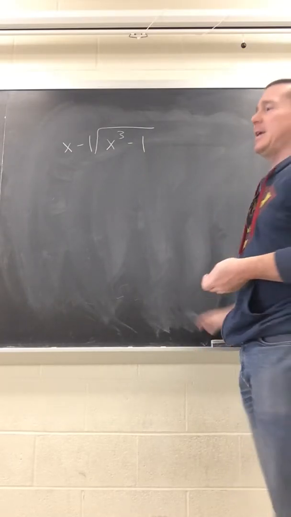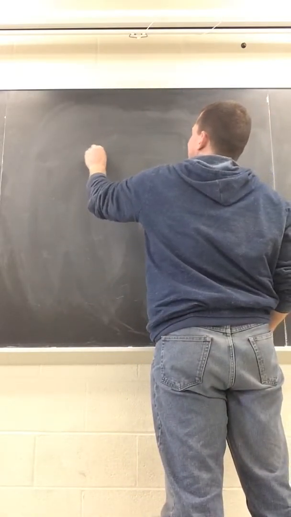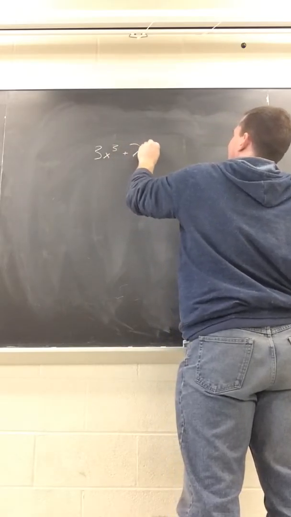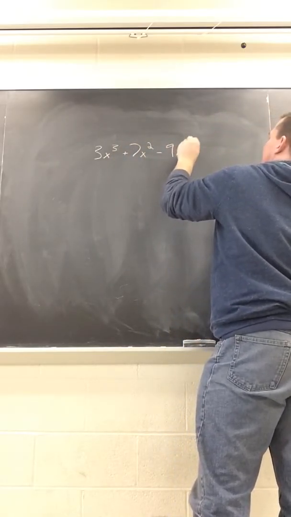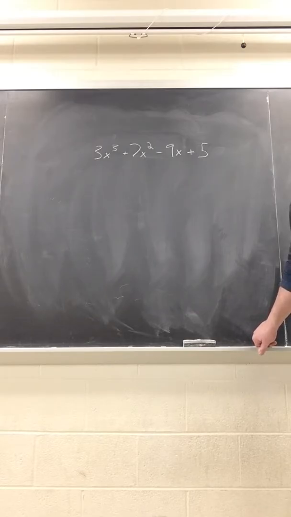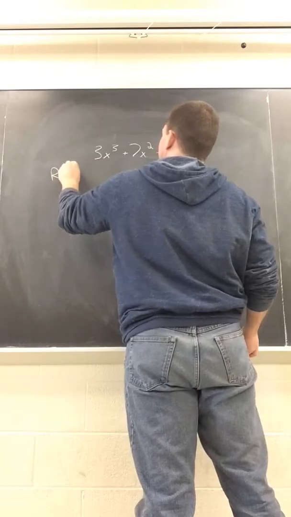That one's easy to see, but what happens when we have a polynomial that looks like 3x cubed plus 7x squared minus 9x plus 5? And I want to try to find all the zeros of that. There's different tricks we can do. The first one we want to look at is what's called the rational root test.